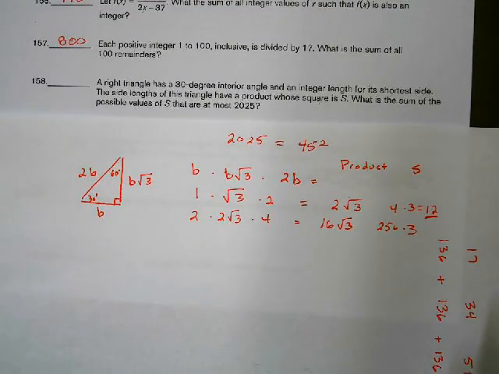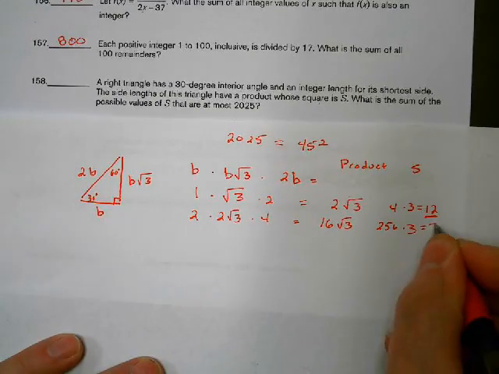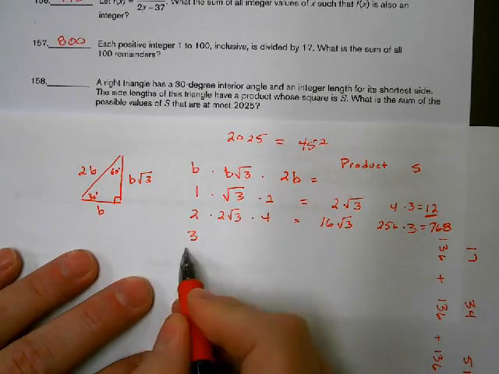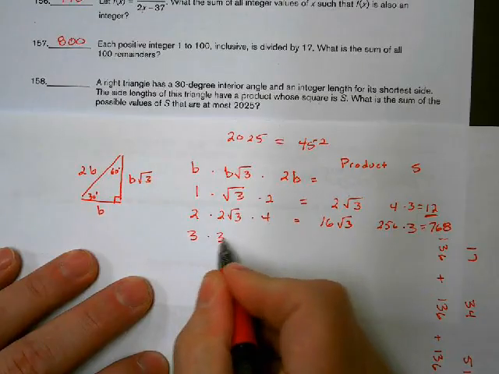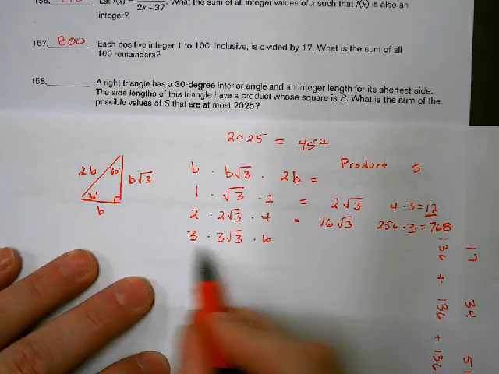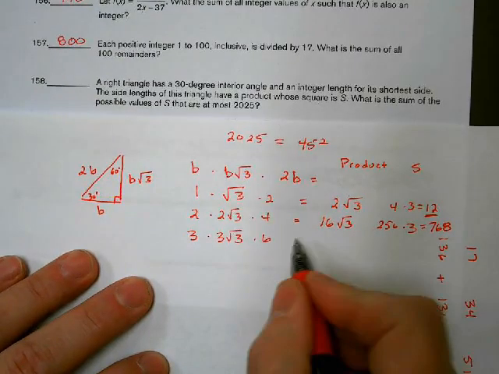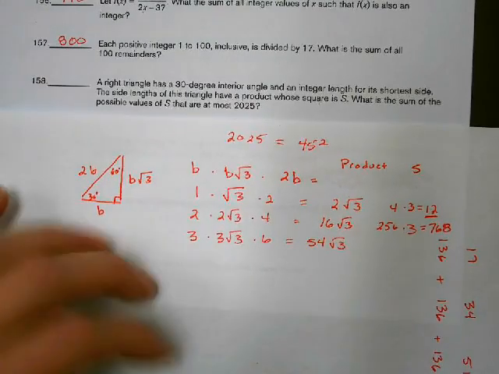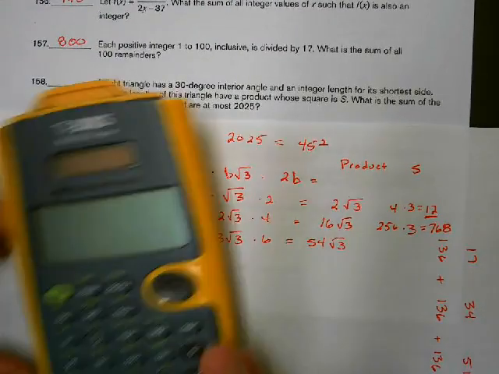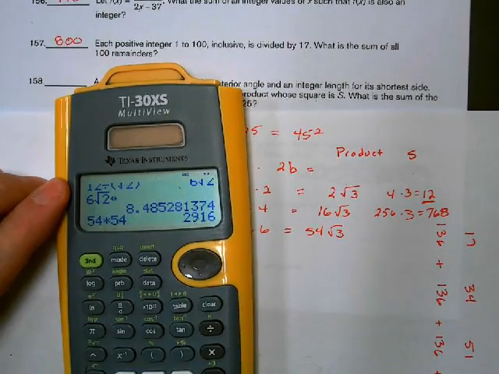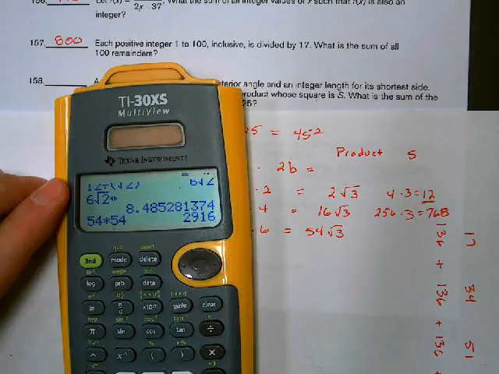All right, now let's try 3. If the smallest side is 3, the middle one is 3 root 3, the longest side is twice that, which would be 6. 3 times 3 is 9, 9 times 6 is 54, and then root 3. All right, now this is where I think we tap out. 54 squared is 2,169. That is more than 2,025. So the only two that work were these two.